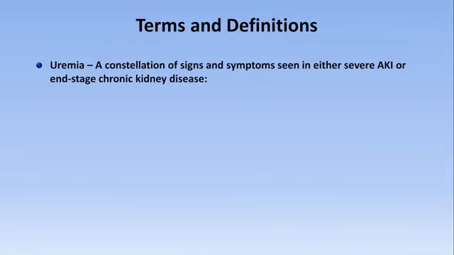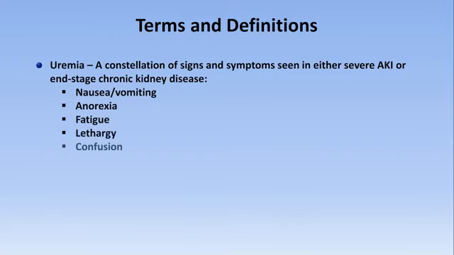Returning to the definitions, there are a couple of additional ones that you'll need to know when discussing a patient with AKI. Uremia is a constellation of signs and symptoms seen in either severe AKI or in end-stage chronic kidney disease. It includes nausea and vomiting, anorexia, fatigue, lethargy, and confusion.